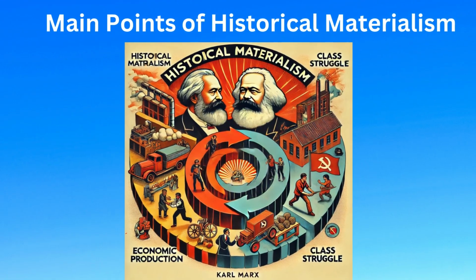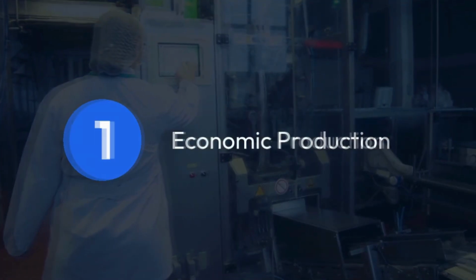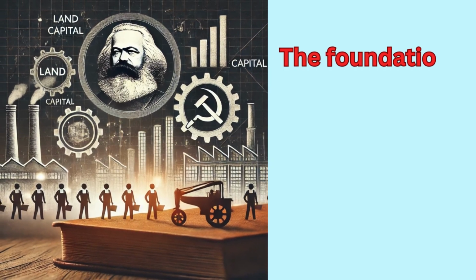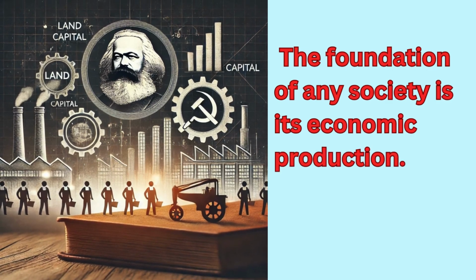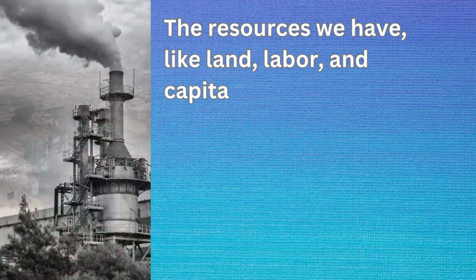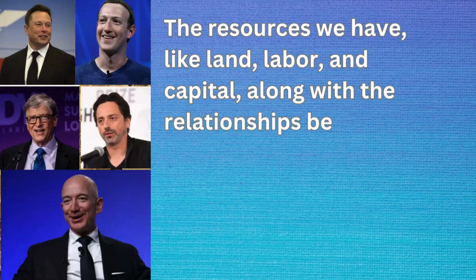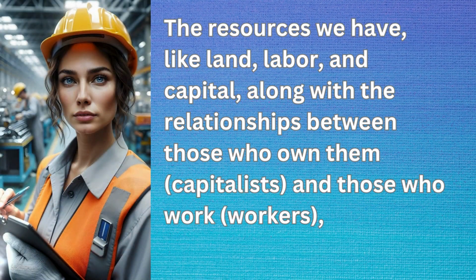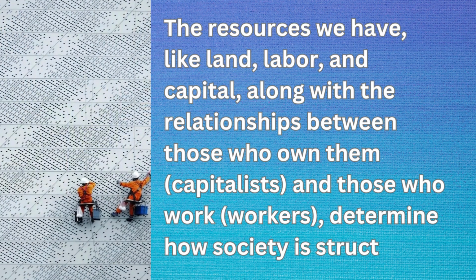First, the main point of historical materialism is economic production. According to Marx, the foundation of any society is its economic production. The resources we have, like land, labor, and capital, along with the relationships between those who own them, capitalists, and those who work, workers, determine how society is structured.